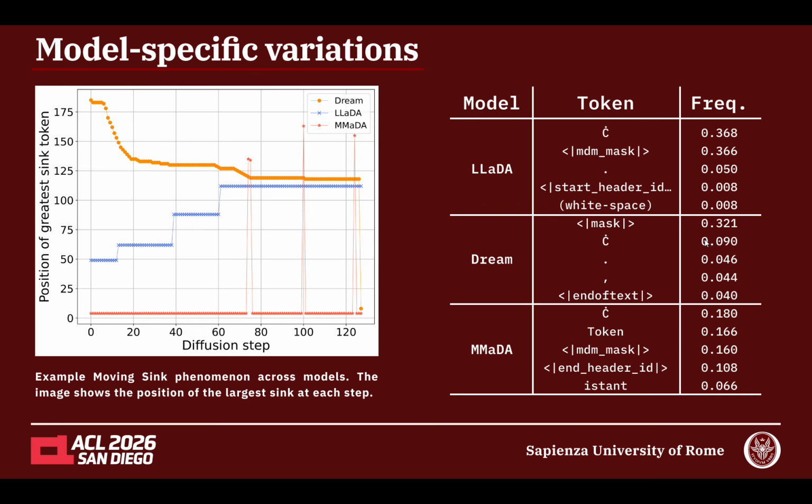Now we get into the details of each model. So we studied attention sinks on 3 different architectures: DREAM, LADA, and MADA. They are all diffusion language models, but they vary in their architecture and training data.